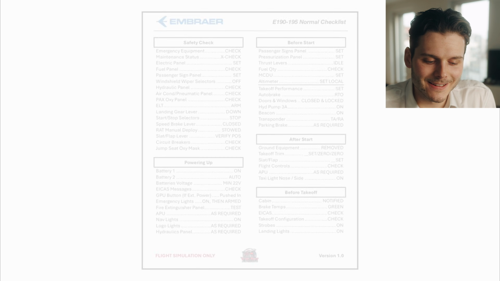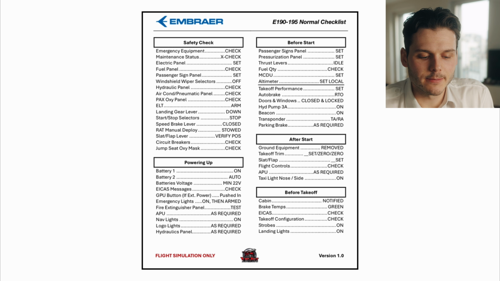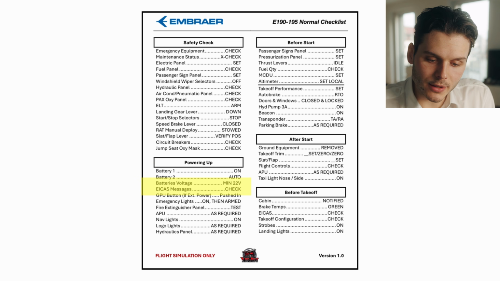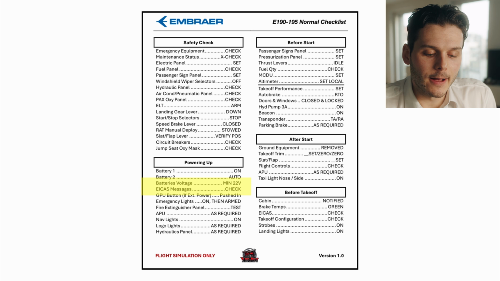Not to us, obviously. And this is the checklist, and we have the power up checklist right here. You see that in the power up checklist, we have battery 1 on auto, battery 1 on, battery 2 auto, and we have the battery voltage checked, because we can only check the battery voltage, which should be a minimum of 22 volts, when the AC bus is not connected yet to the aircraft. So we check the battery voltage before we connect the AC ground power unit or switch on the APU, because otherwise we will have a charging voltage, and this is obviously much more, like 28 volts.